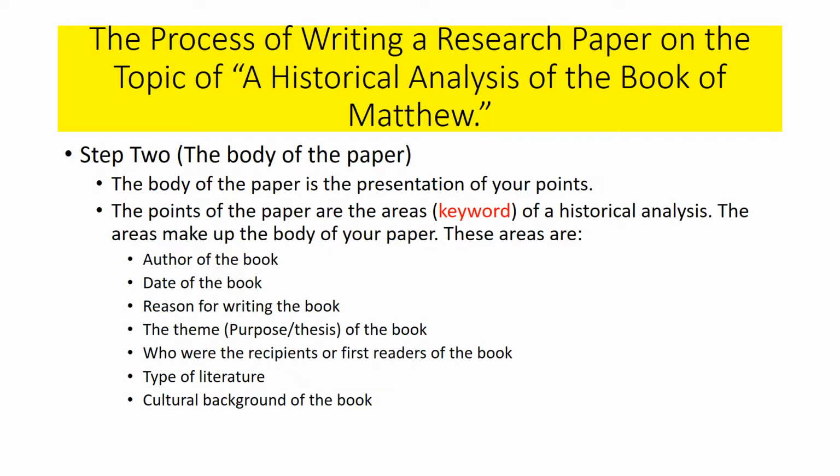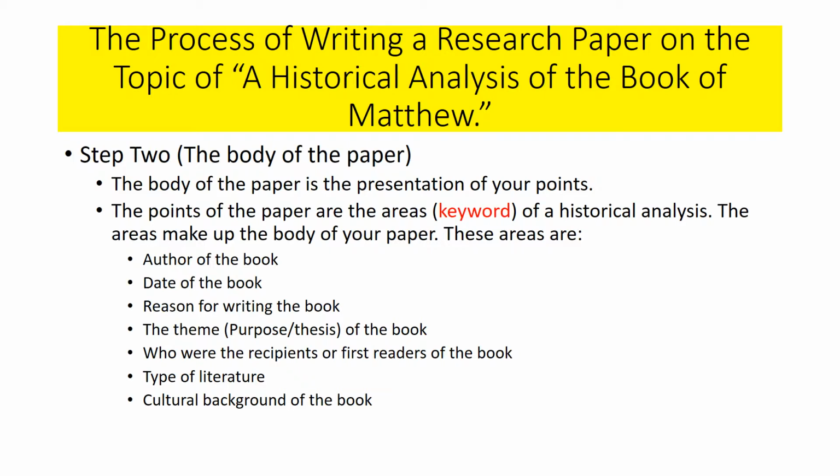These are the areas that you will need to have in the body of your paper, which are the points: the author of the book, the date of the book, the reason for writing the book, the theme and purpose of the book, who are the recipients or the first readers of the book, the type of literature, and the cultural background of the book. These are the areas that will need to be your main points.